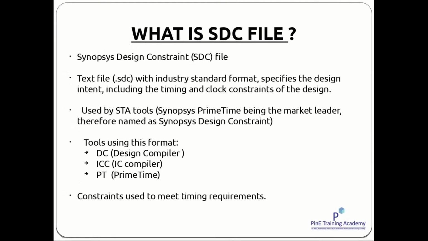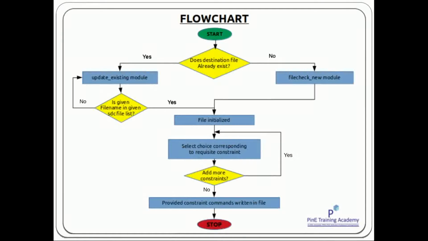Now, having a look over the flowchart of the project, this project takes an input file name as the input. If the destination file already exists, then the update_existing module of the project is called. If not, then the file check_new module is called. Further talking about the update existing module, a list is given to the user with all the SDC extension files, and if the name given to the script is already in that list, then the file is initialized. If not, then the update existing module is again called.